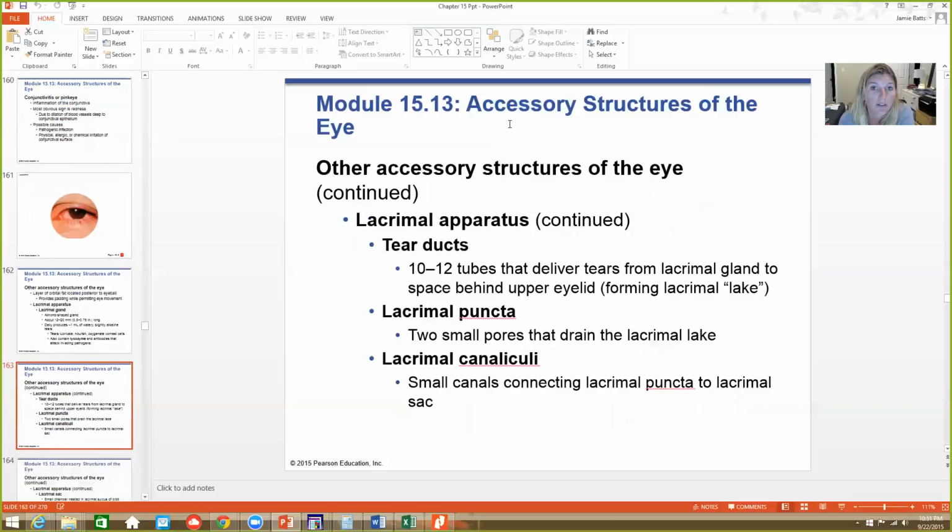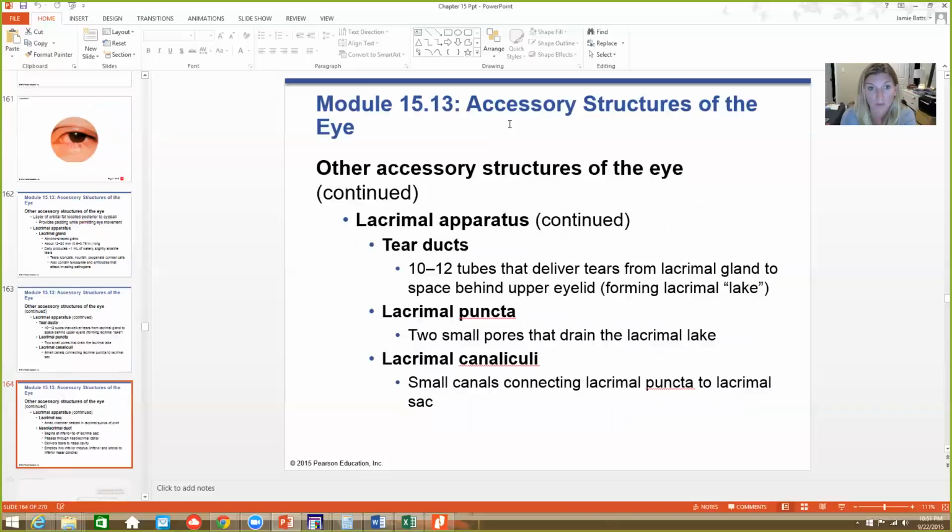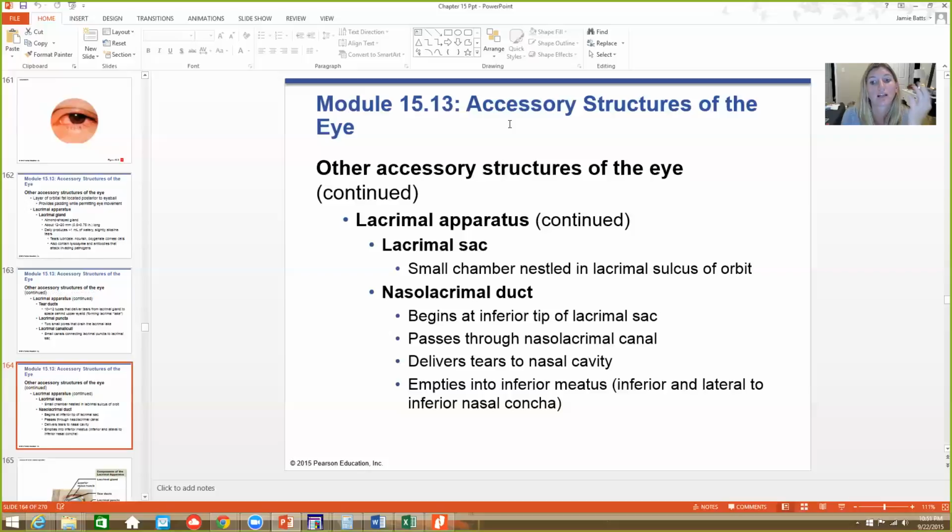The lacrimal apparatus also includes the tear ducts, which are behind the upper lid, kind of forming a little lake up there. The puncta are little pores that drain the lake, not drown the lake, that would be funny. And the canaliculi are the little canals that take those tears and drain them to the lacrimal sac. Now the lacrimal sac is nestled within the orbit itself, and that is the beginning of the nasolacrimal duct.